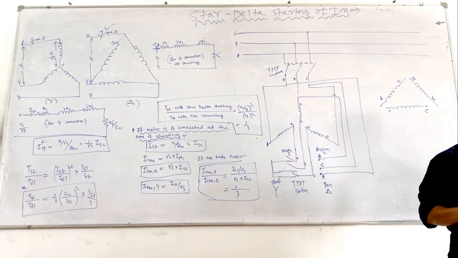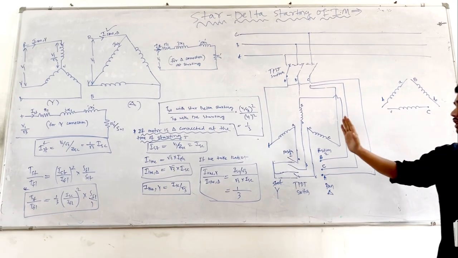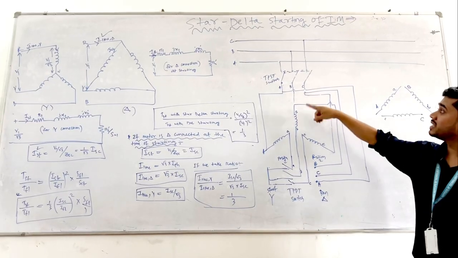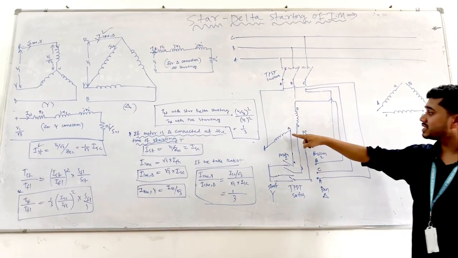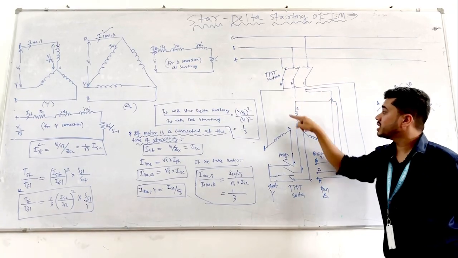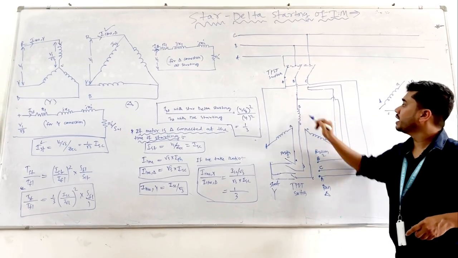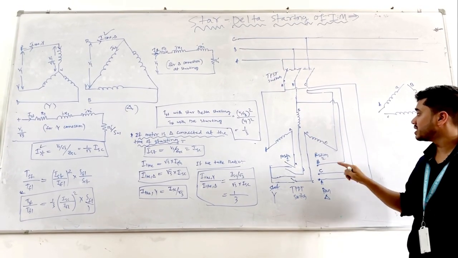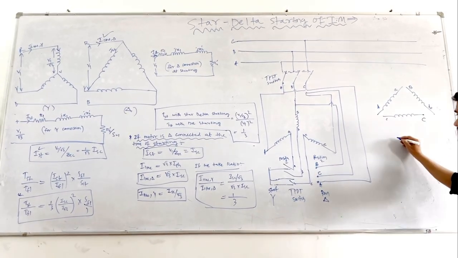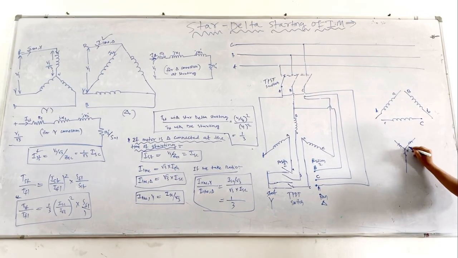Everyone understood? So first, in position 1, your three windings are in the star connection, and these windings are getting the supply. Yes or no? These windings are getting supply. Capital A is connected to phase A, capital B is connected to phase B, and capital C is connected to phase C. So like this. This is my neutral point.